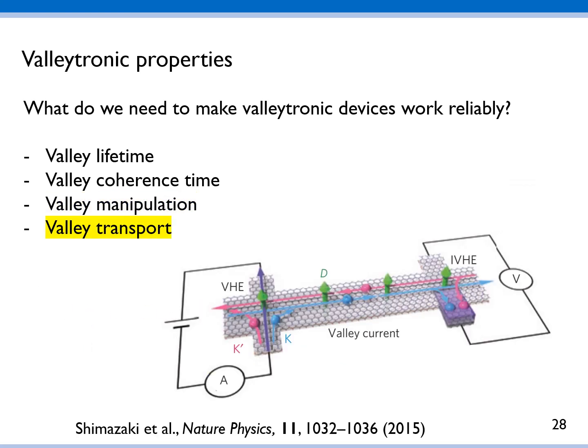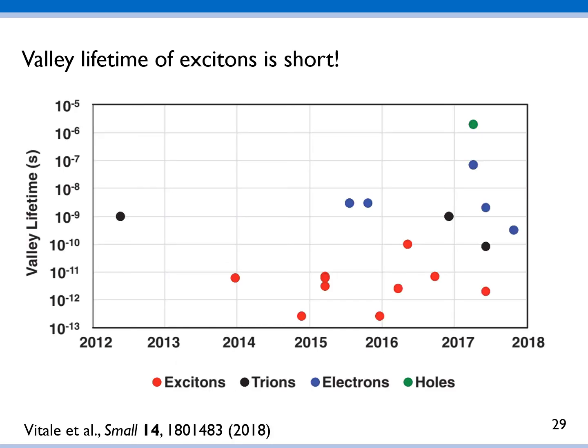With Valley transport, we have to ask ourselves, how do we get Valley information across a certain distance? What happens if we hit a defect? What happens if we encounter a material interface? Can we transport Valley information across this material interface? Another thing we have to look at is the Valley mean-free path. For how long is Valley information transportable? Or how could we convert it into some other meaningful information? So let us now have a closer look at the Valley lifetime.